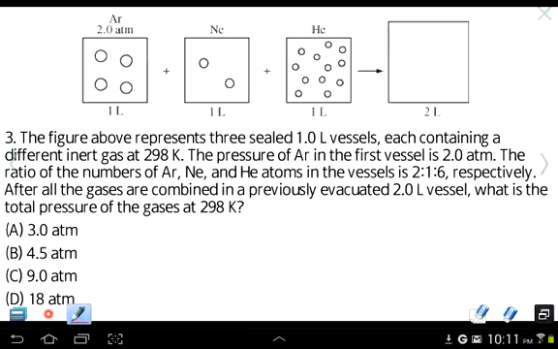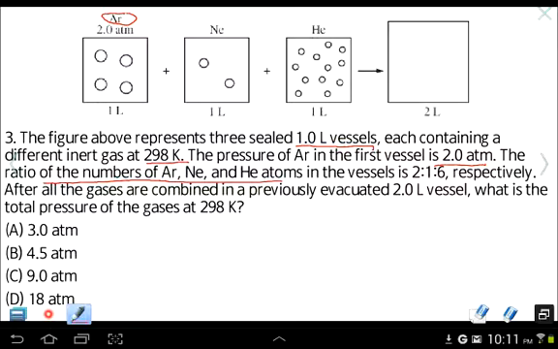Here is another qualitative style question, even though we have some numbers. The figure above represents 3 sealed 1 liter vessels, each containing different inert gases at 298 Kelvin. The pressure of argon in the first vessel is 2 atmospheres. So here's argon, and we're at 2 atmospheres. The ratio of the numbers of argon, neon, and helium atoms in the vessel is 2 to 1 to 6.